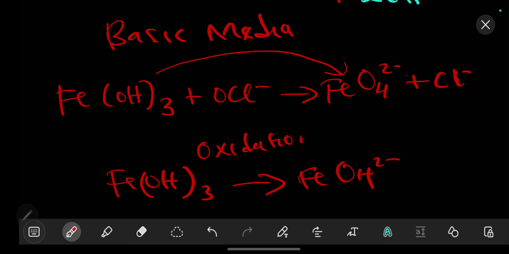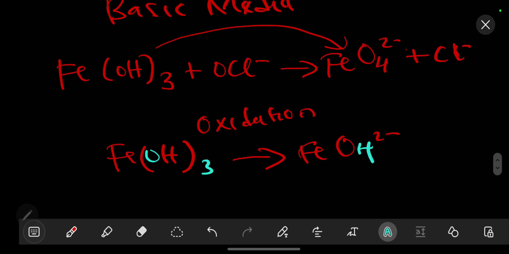As you can see, we initially had 3 oxygens, so 3 times 1 that is there. So we have 3 oxygens. Now we have 4. So this is oxidation in the sense that oxygen has been added, or you can say it is oxidation because hydrogen has been removed. As you can see, hydrogen is not showing there.